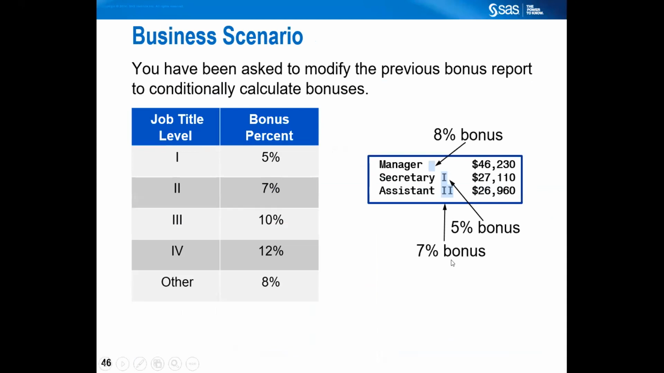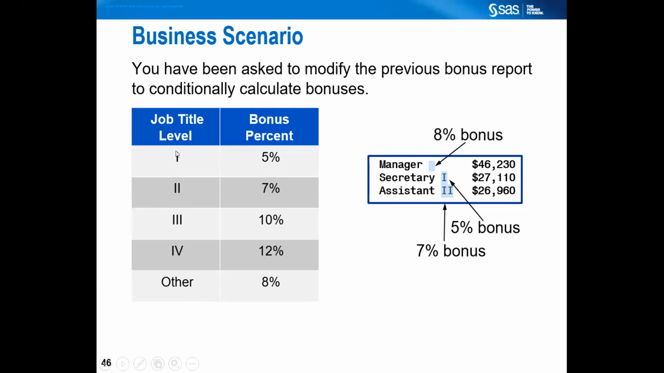So now you have a next scenario. You have been asked to modify the previous bonus report to conditionally calculate bonuses. Now everyone is not going to get the same bonus. As you know, we are working on employee information data, and there are employees with job titles with various levels. The levels are level 1 to 4 and others. Others includes managers, higher managers and all those.